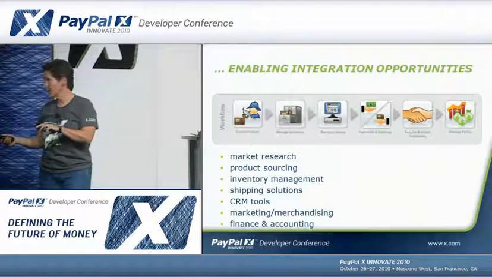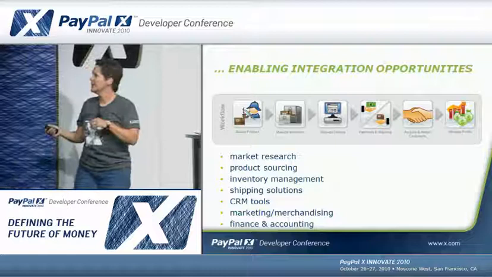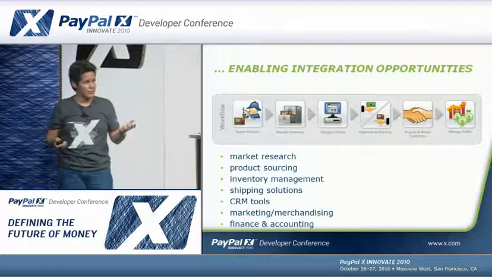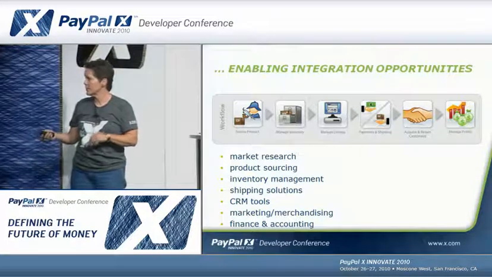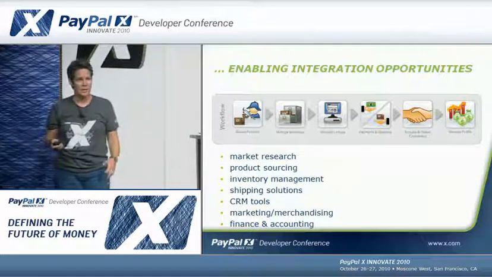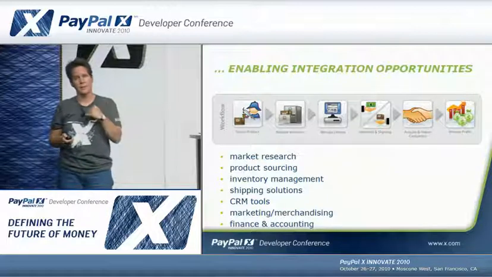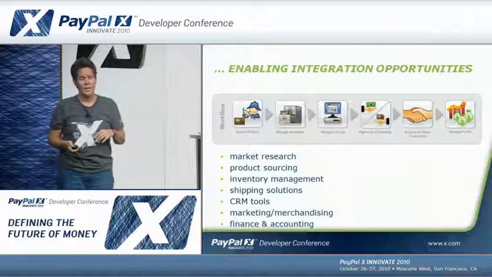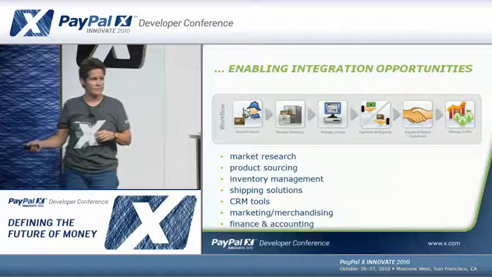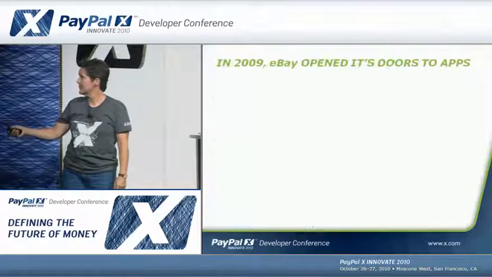A lot of people have built, in order to solve the seller pain points, applications that have to do with data marketing, market research, product sourcing, shipping solution CRM tools, also, again, marketing, merchandising, all the way through finance and accounting. We have APIs that support all of that, and when you build an Open eBay app, which is embedded right inside My eBay, where sellers do their business every single day, you can take advantage of all of this.